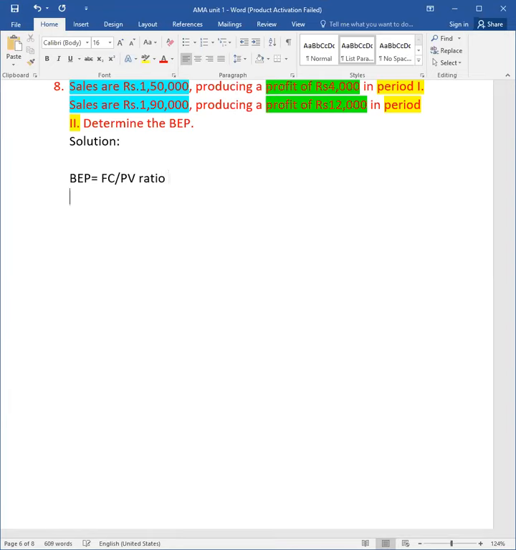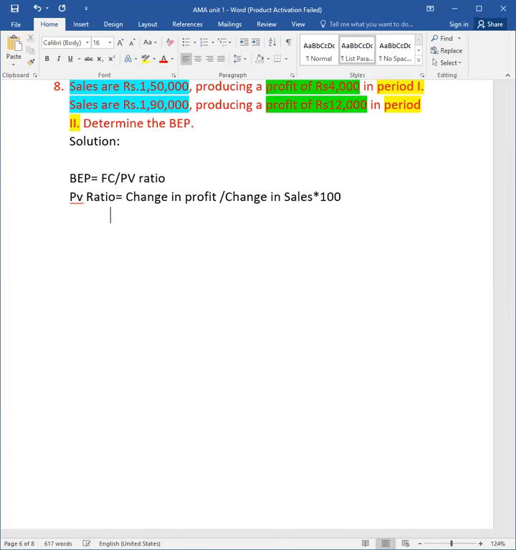Right? Yes or no? So now to calculate BEP, we require fixed cost and PV ratio. So first let's calculate the PV ratio so that we can easily calculate even the fixed cost. PV ratio is equal to change in profit divided by change in sales. Why are we using this formula? Because the profit and the sales are given for 2 different periods. So change in profit divided by change in sales into 100.